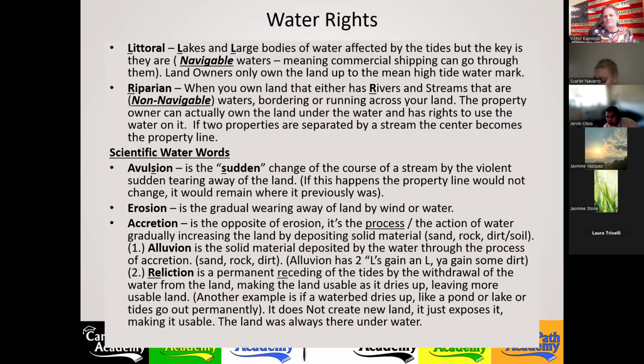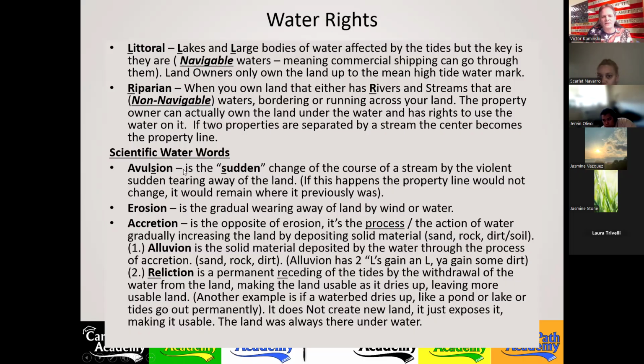Okay. I'll show you some pictures I made in AI over that, and some that I've downloaded that explain that. But either way, avulsion is the sudden change of a course of a stream. That's all you need to know for exams. It's when the stream suddenly changes its course. So if two properties are separated by a stream, and the center of the stream becomes their property line, if the stream changes its course and starts running in a different direction, the property line does not move. It remains where it always had been.